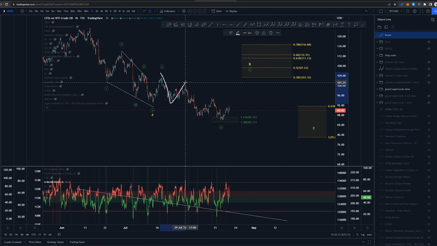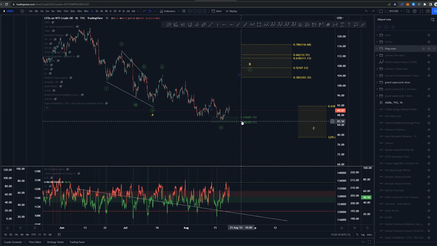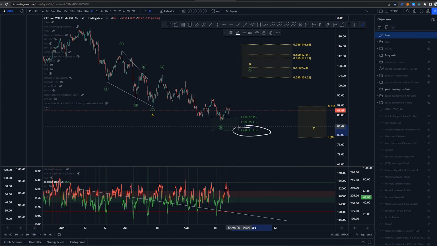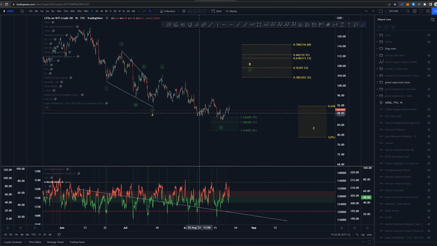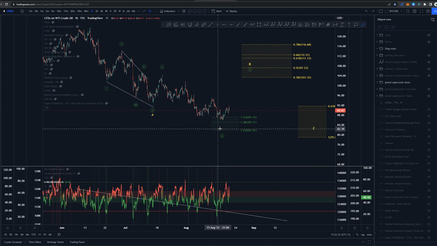Currently I can't really get a nice looking three-wave structure ending down here, so that's why I'm not preferring this at the moment. The max we can go here for this B wave would be around $81.81, which again, this B wave would get beyond the 1.618 retracement of A wave and invalidate this whole idea.